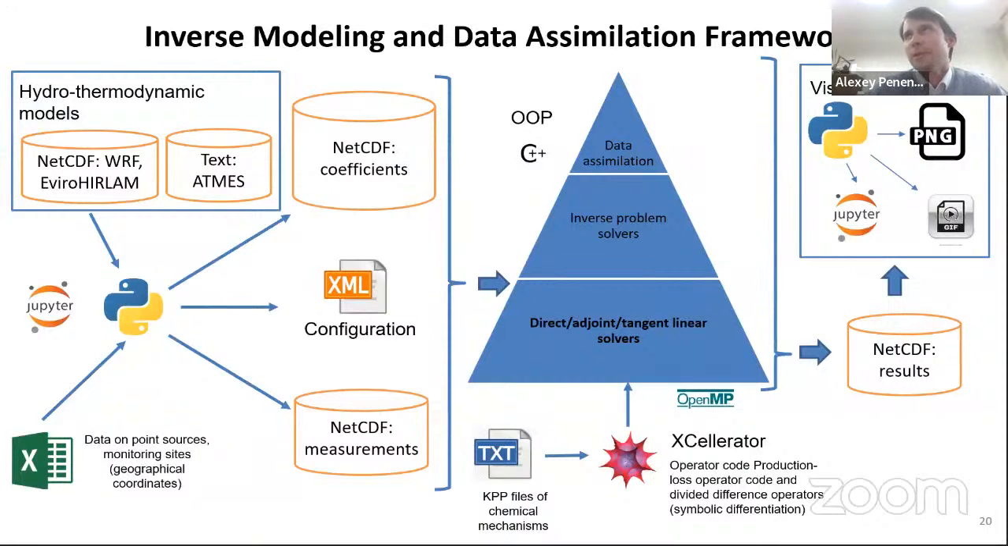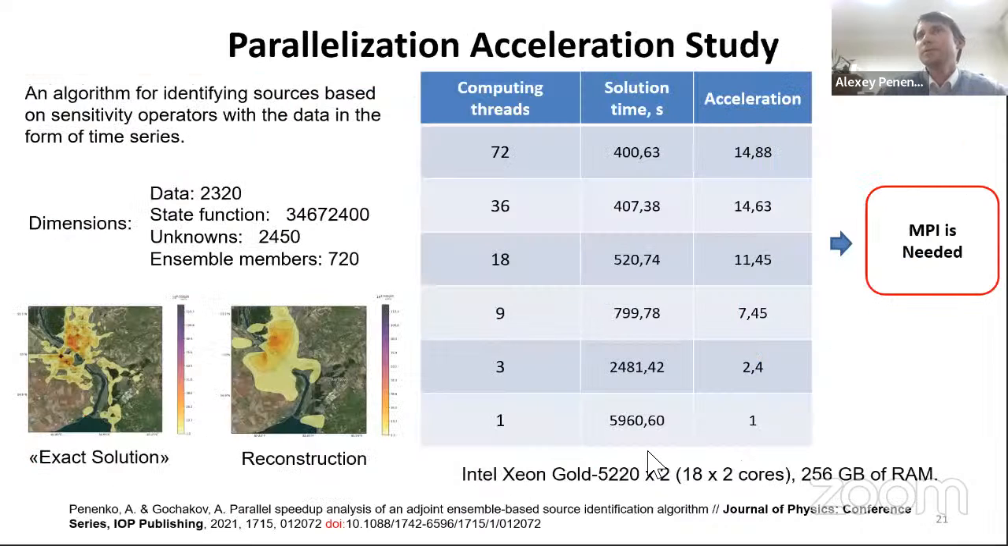Post-process and pre-process are done in Python, but this computation kernel is in C++. The next step is that we measured the parallelization acceleration. Right now we obtain an acceleration of 15 times with respect to the single-threaded application, but we are considering moving to MPI because of the problem structure.